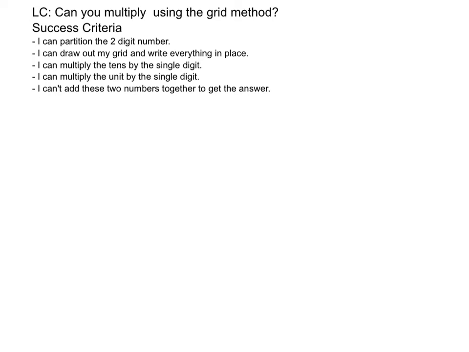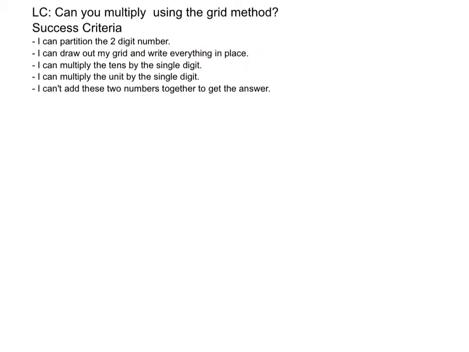So welcome to this video where we're going to look at multiplying using the grid method. Right, let's first of all look at our success criteria. Our first success criteria is we need to partition the two-digit number in our number sentence. We then need to draw out our grid and write everything in place.